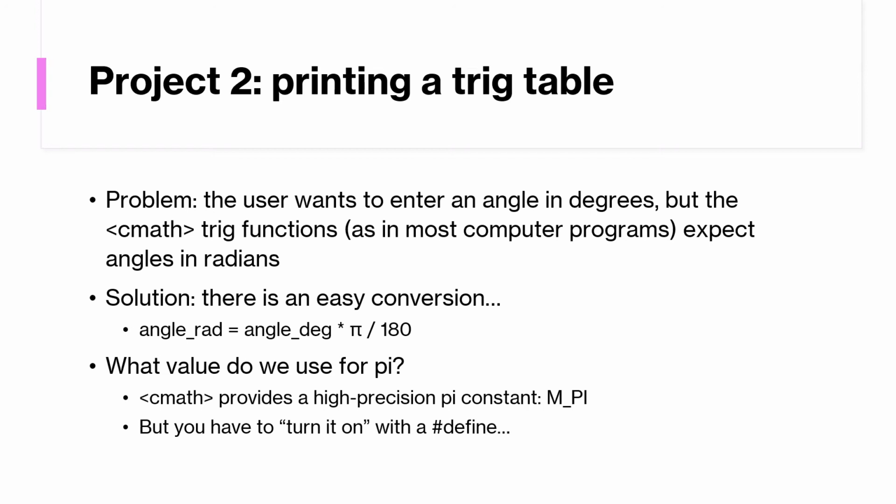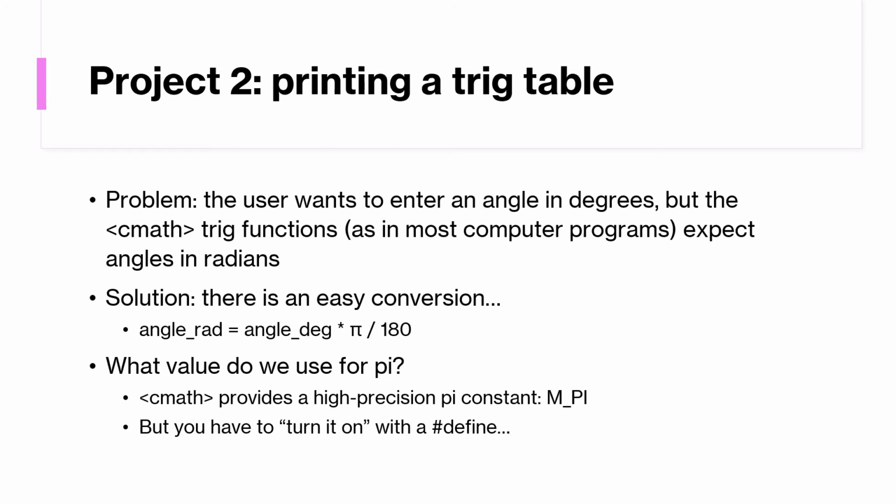The problem is that the user wants to enter an angle in degrees because most users in America think in degrees. Very few people think in radians. But the CMath trig functions, and this is true for pretty much all computer programs, Microsoft Excel, R, Python, C, all of those trig functions expect angles in radians. Fortunately, there's an easy conversion. The angle in radians is equal to the angle in degrees times pi over 180. You divide by half a circle, 180 degrees, and multiply by half a circle in radians, pi.